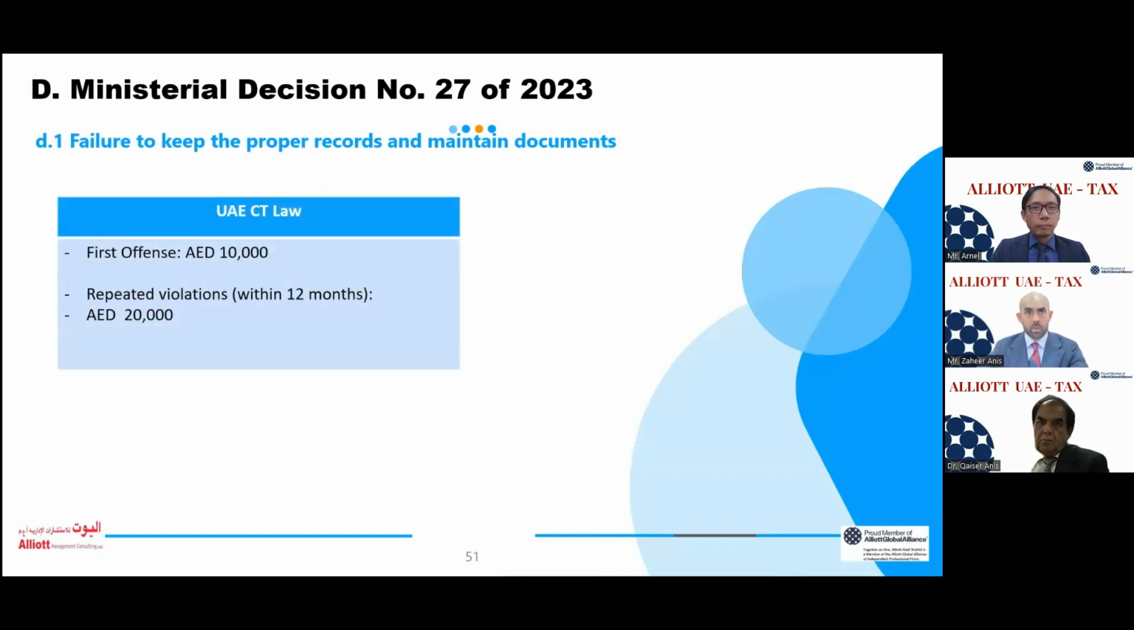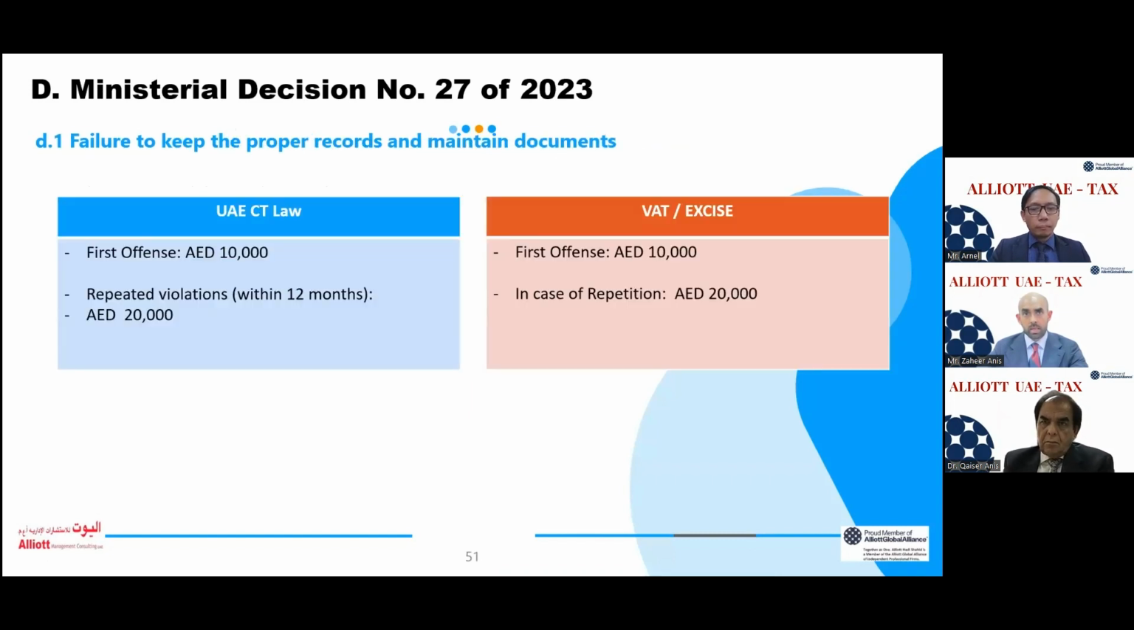Failure to keep proper records and maintain documents for the first offense is 10,000 dirhams, and repeated violations 20,000 dirhams. That's what we just mentioned. And what is it with VAT? The first offense is 10,000 and 20,000, so it's the same. Remember, as I had mentioned, it may happen that if you are violating one law and you're violating the other, you may be subject to both penalties. So it's very important to ensure that your compliance is there, such that you don't have these accumulating penalties, because this could really affect a business's operations.